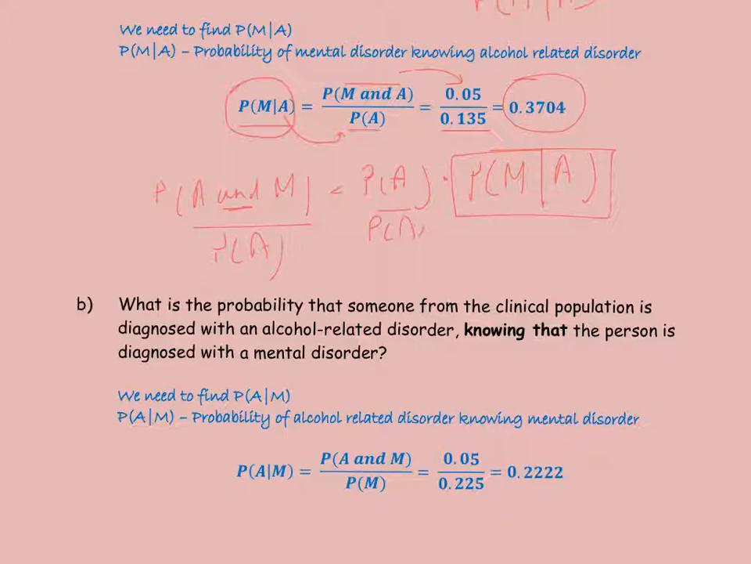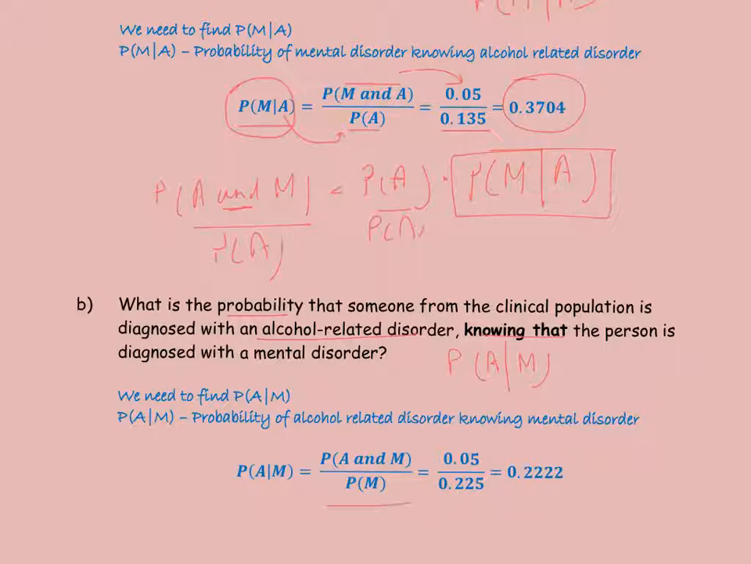Now here's another example of calculating the conditional probability. What is the probability that someone from the clinical population is diagnosed with alcohol-related disorder, so diagnosed with A, knowing that, so given that, the person is also diagnosed with mental disorder. So what is probability of A given M?